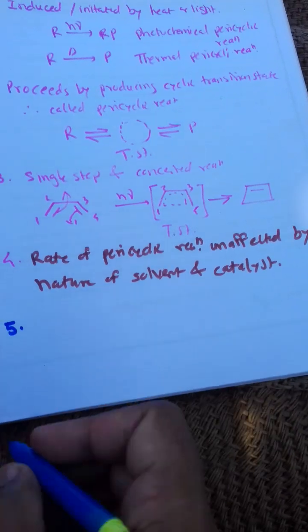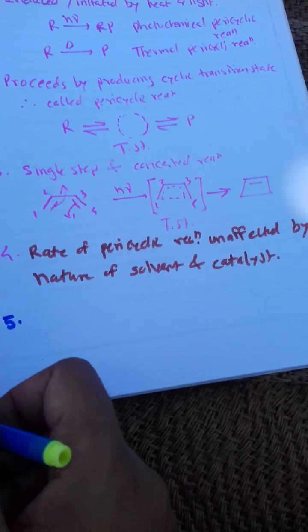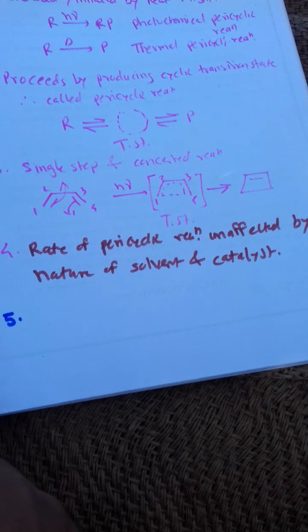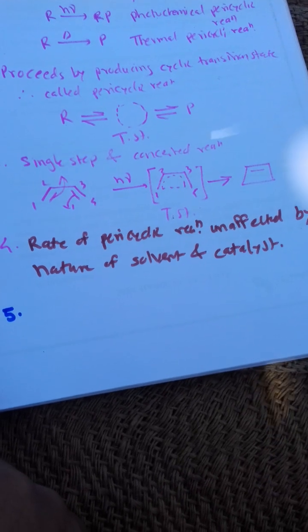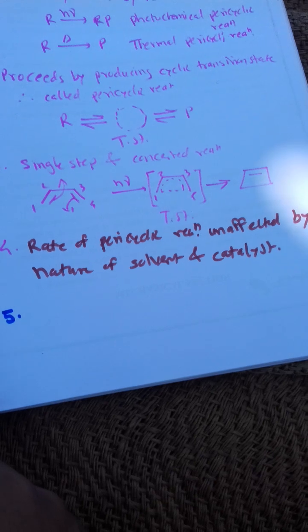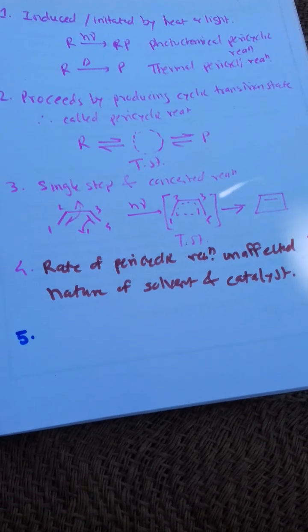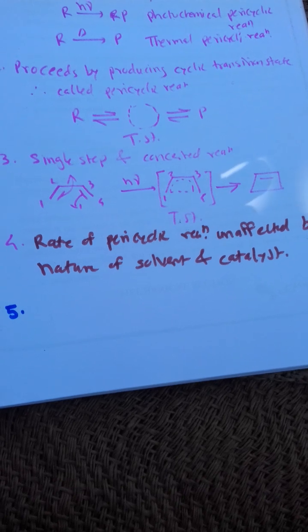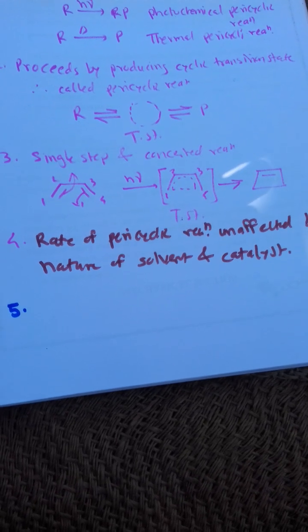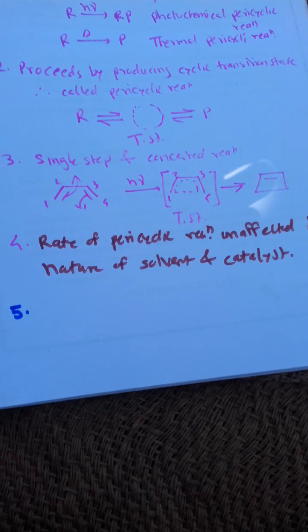The fifth characteristic is that this reaction will not produce charged or neutral radical intermediates, but the reaction may start with charged or radical species. In a pericyclic reaction, in the transition state, there is no formation of any charged particle, meaning carbocation or carbanion intermediate, or any free radical.